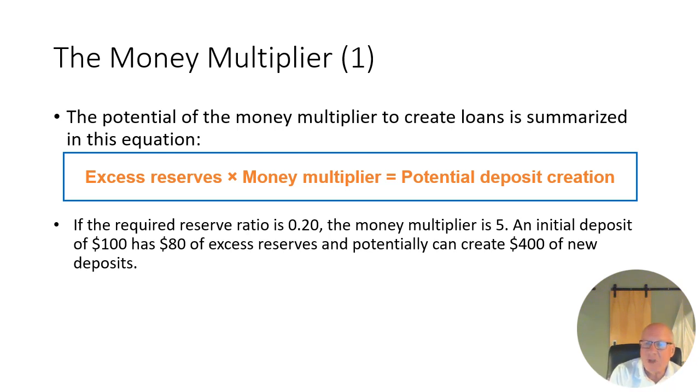So if $100 in cash is deposited in a bank account, ultimately the banks will end up creating a total of $400 out of that original $100. So there would be $100 printed up by the government and then $300 created through the banking system. So that's what we determined last time and then extended this time.